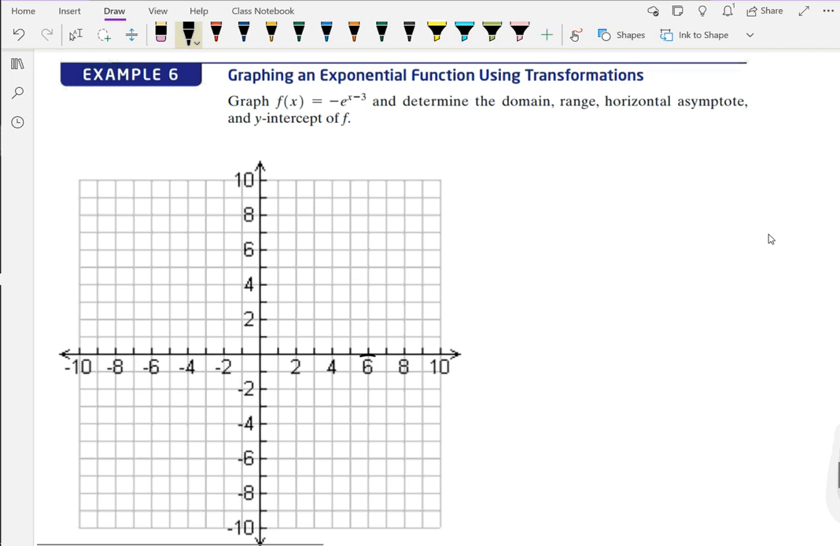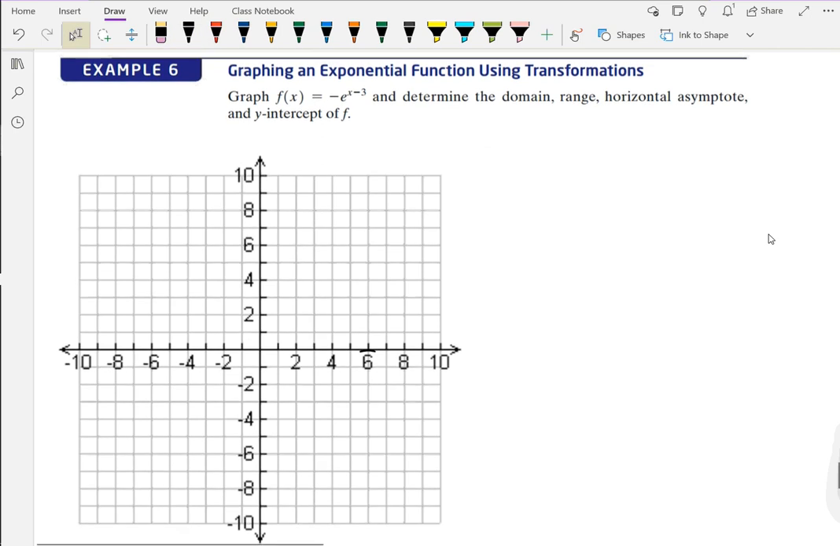So what we will see as far as graphing these exponential functions is we can graph with base e also. So let's graph negative e to the x minus 3. Let's determine its domain, range, horizontal asymptote, and the y-intercept as well.